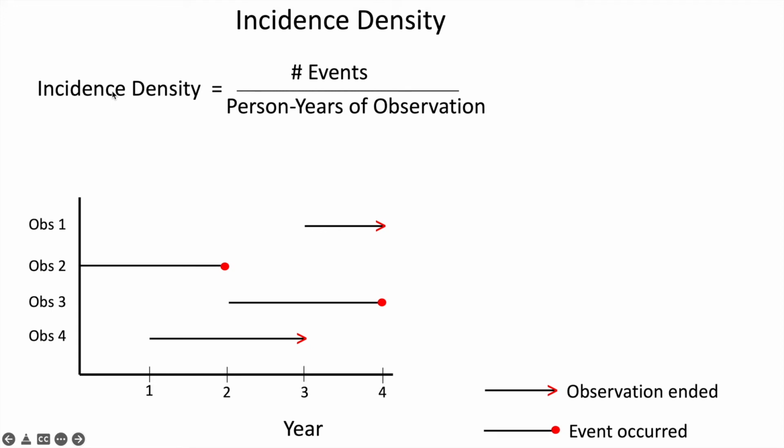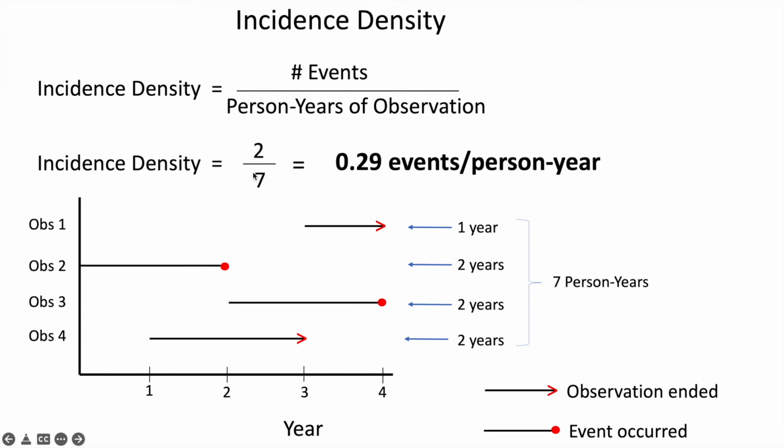The way we're able to calculate incidence density is the number of events over person years of observation. So here we have 4 people. This person followed for a year, this person for 2 years, 2 years for this person, and again 2 years for this person, for a total of 7 years contributed. And we had 2 events, so we have 2 events over 7 person years. That comes out to 0.29 events per person year.